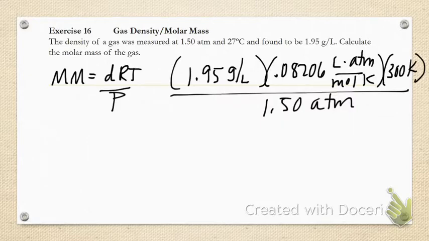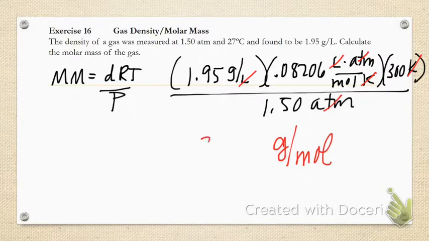I want to take a moment and show you how we're able to get to the units that we need. Liters, of course, cancels out, Kelvin cancels out, atmospheres cancels out, and we are left with units of grams per mole, which is the units of molar mass. So when I put that in my calculator, I get 32.0 grams per mole.